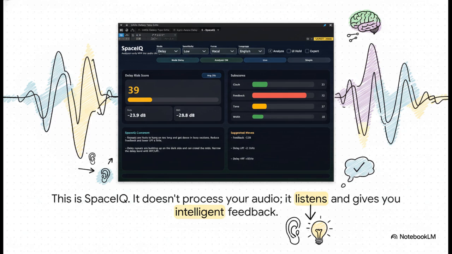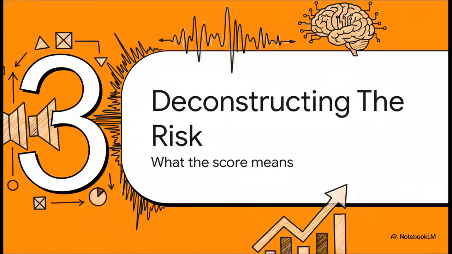And this is SpaceIQ. The most important thing to get about this plugin is its whole philosophy. It just sits on your track and it listens, it analyzes. It's not adding reverb, it's not creating a delay. It's simply telling you what it thinks about the reverb and delay that you've already set up. It advises, you decide.